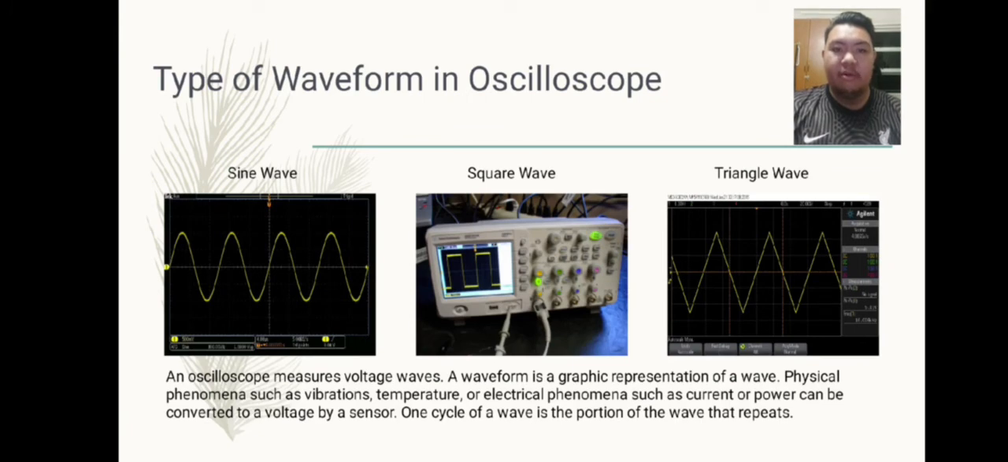Like I just said before, there are three types of waveform in oscilloscope that are usually used: sine wave, square wave, and triangle wave. An oscilloscope measures voltage waves. A waveform is a graphic representation of a wave. Physical phenomena such as vibrations, temperature, or electrical phenomena such as current or power can be converted to a voltage by a sensor. One cycle of a wave is the portion of the wave that repeats.